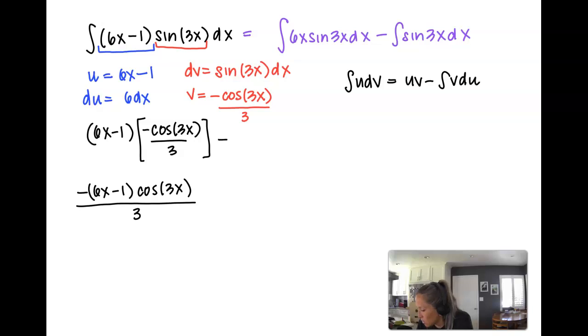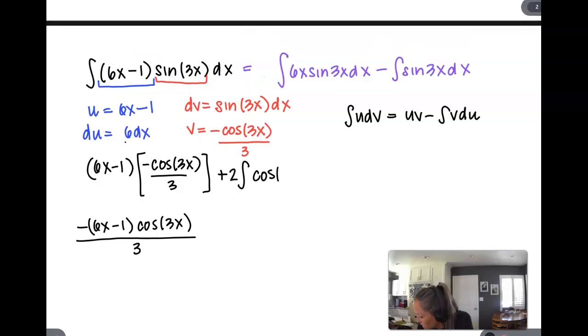Okay, and so I still need to subtract off the integral of v du. So v, okay, it was a negative, so it's going to be positive. Oh, and then I'm going to have the 6 times the 1/3, so this will become a 2. 6 times 1/3 is 2. So a lot of 1/18 and things like that, but throw these things into your calculator. We have 6 times a 1/3, and then we still have our cosine of 3x dx.